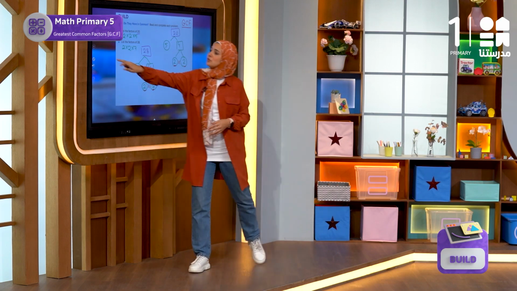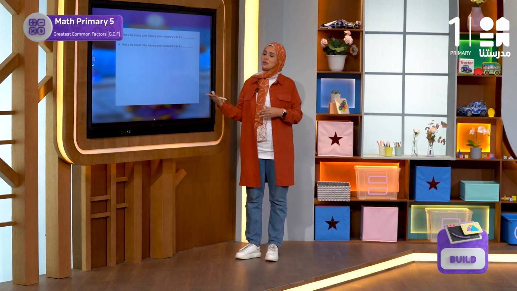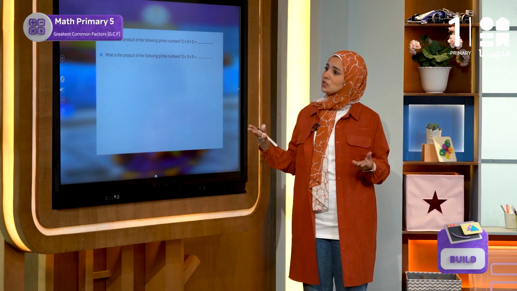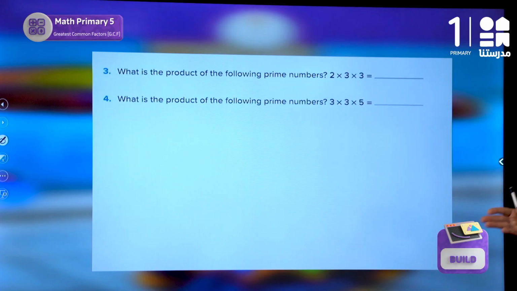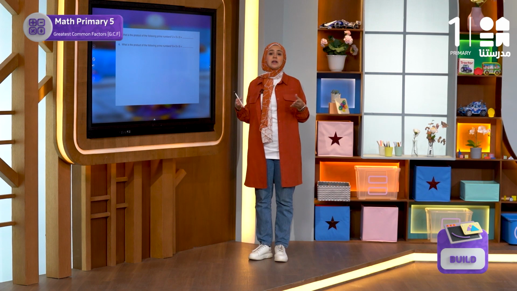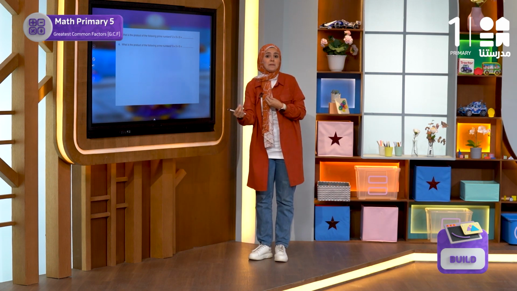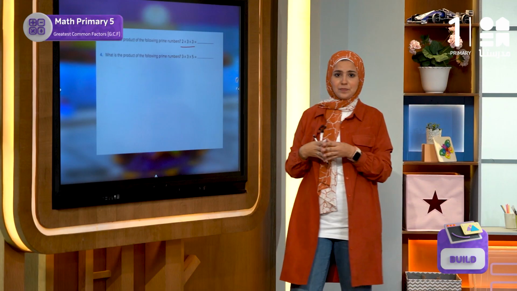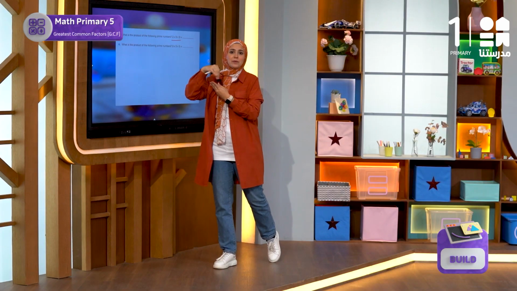Now let's move to another part, which is these two questions, 3 and 4. Now in the first question, what do I have? Let's read it together. What is the product of the following prime numbers? Now here, we're asked to decompose the numbers to its prime factors, and already this decomposition is given. And it's the opposite. We're asked to find the product or the number itself.